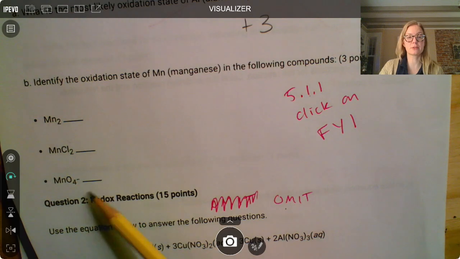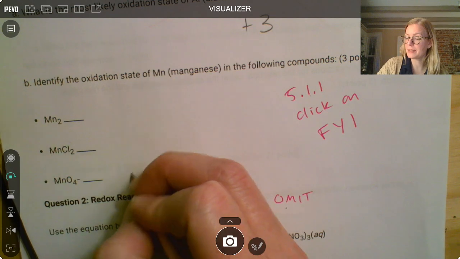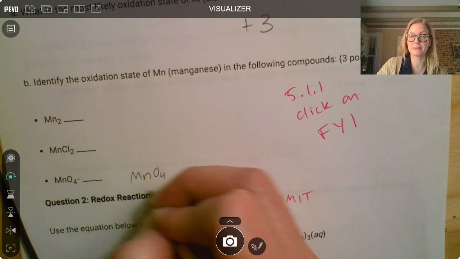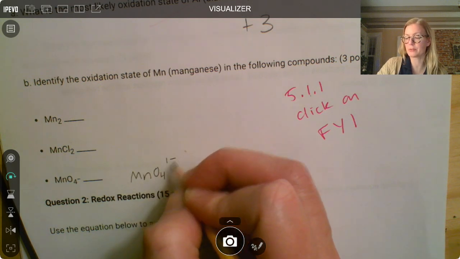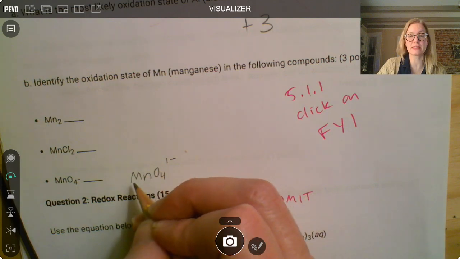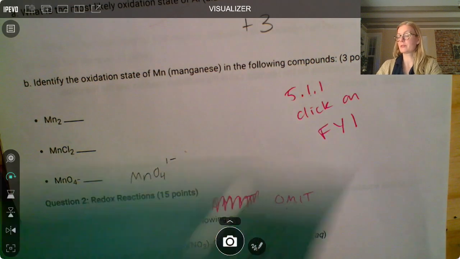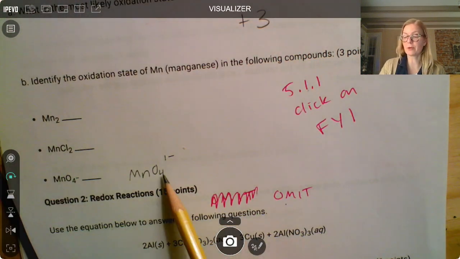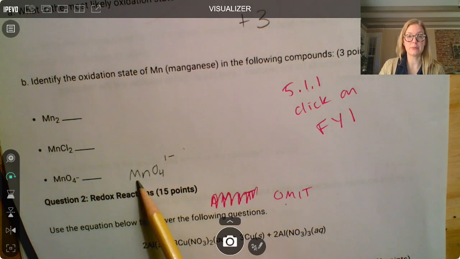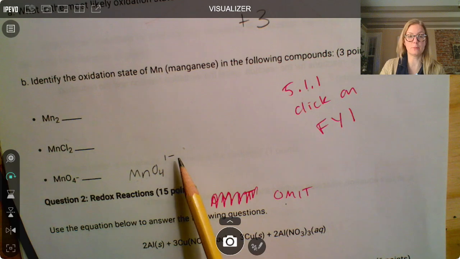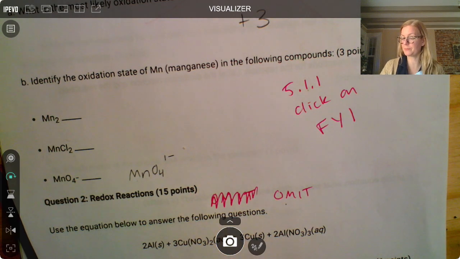Okay. This one's a little trickier. This negative symbol is not in the right spot. Think of it like this: MnO4, and this entire compound has a 1 negative charge. So this one is not neutral. So these charges, these oxidation states, need to all add up to -1. So remember, oxygen's in group 16, so it's going to be -2. So if these 4 oxygens are -2, what must the charge on the manganese be for everything to add up to -1? Okay, so you have to work backwards there.